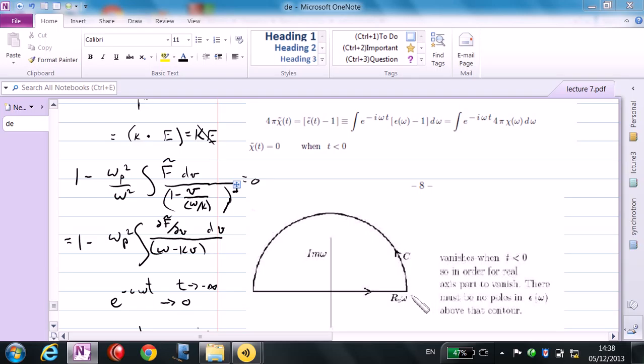here we're letting omega, the imaginary part of omega, go to infinity, right? Well, no, the imaginary part is positive, but when t goes to infinity, e to the minus omega t, sorry, when t goes to minus infinity, e to the minus i omega t goes to 0 when I'm in the upper half of the plane.